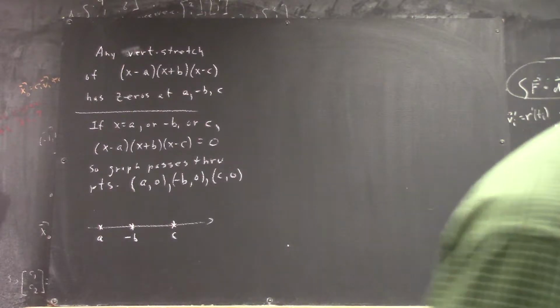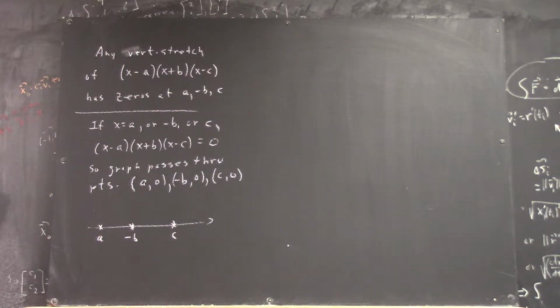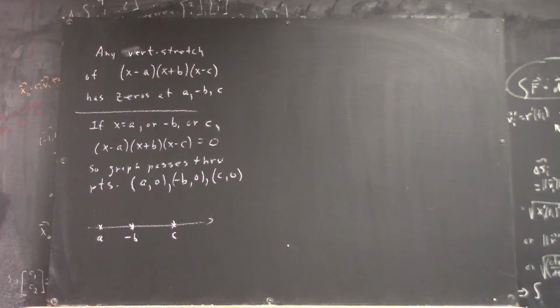What does a vertical stretch do to a point? It multiplies the y-coordinate by that number, right? The y-coordinate is 0, so that's a perfectly good explanation of why the zeros are still at the same point, right? Okay?